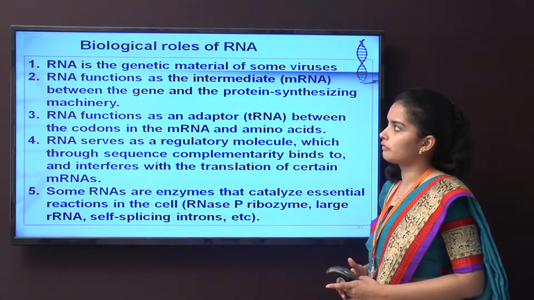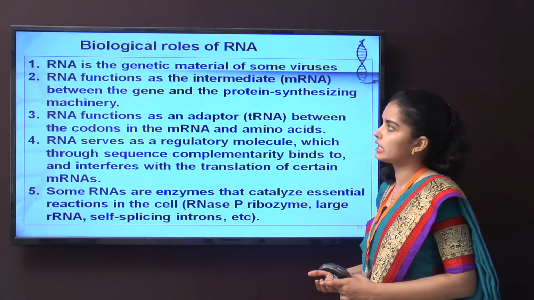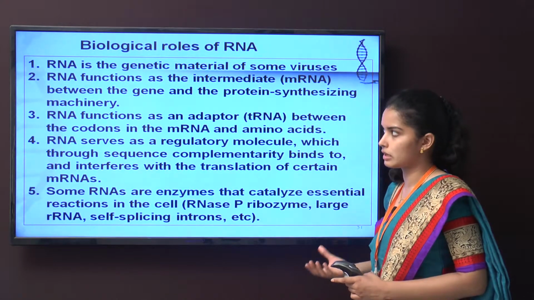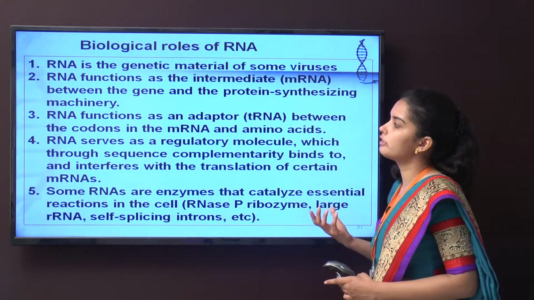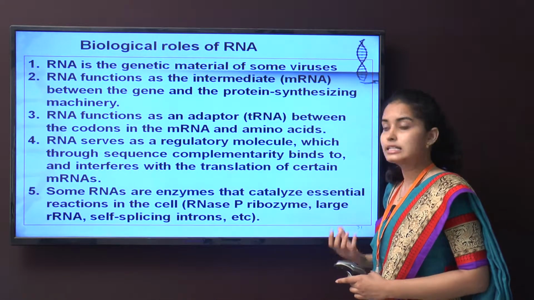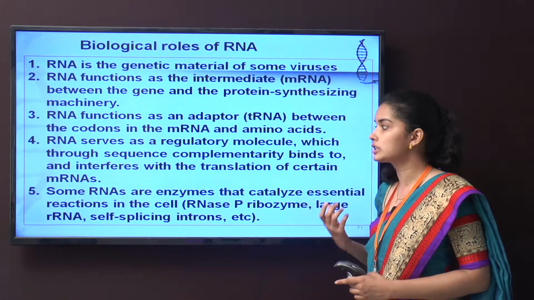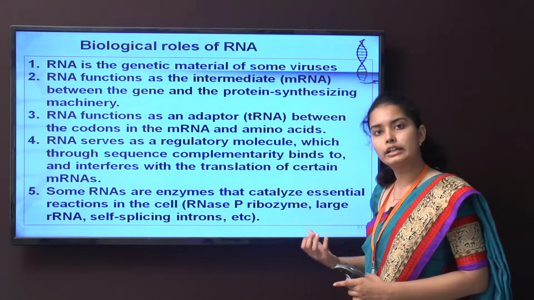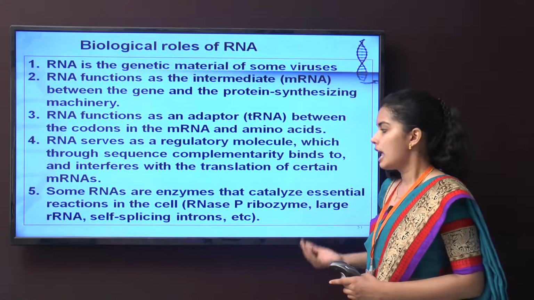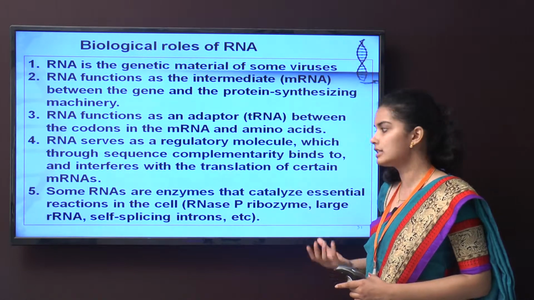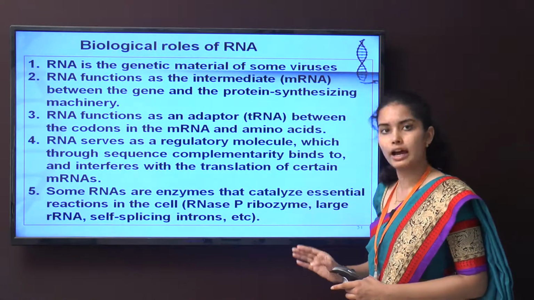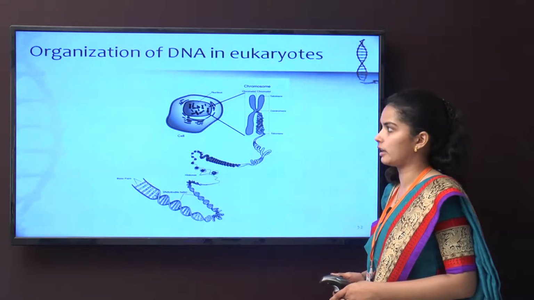Now, biological roles of RNA. RNA is the genetic material for some viruses. RNA functions as an intermediate, that is mRNA, between the gene and the protein synthesis machinery, that is the central dogma. RNA functions as an adapter between the codons in the mRNA and amino acids. RNA serves as a regulatory molecule which, through sequence complementarity, binds and interferes with the translation of certain mRNAs. Some RNAs are enzymes that catalyze essential reactions in the cell, such as RNase P, ribozymes, large rRNA, self-splicing introns, etc.